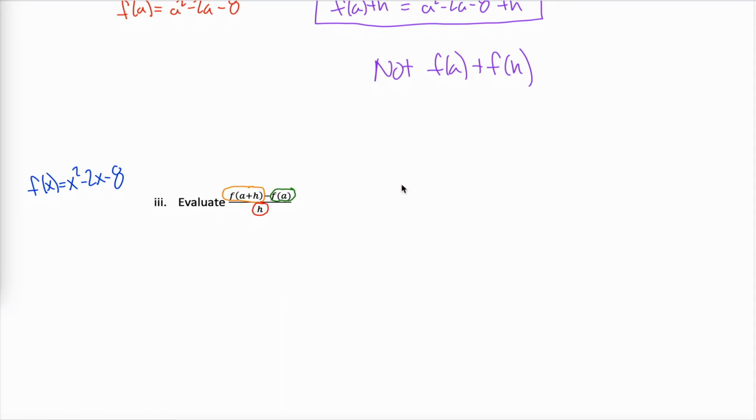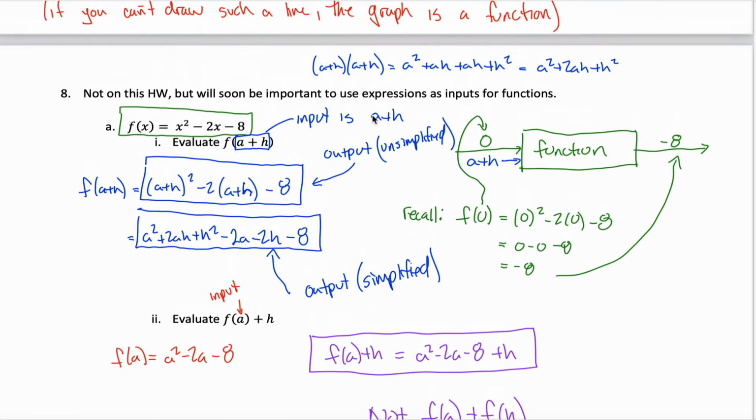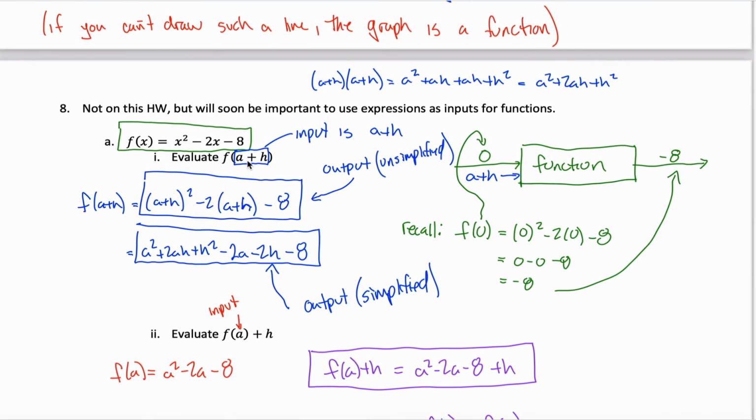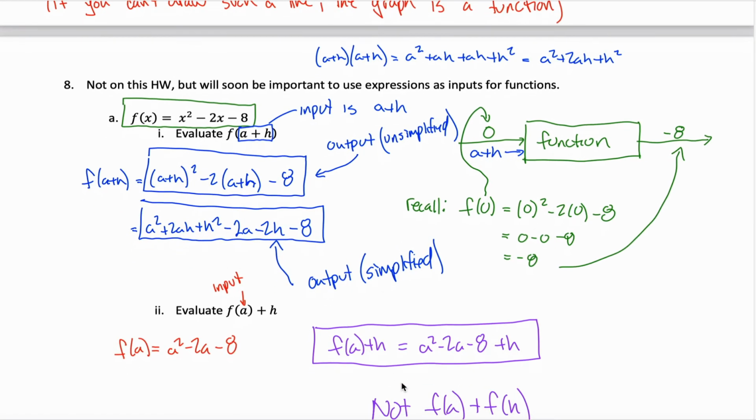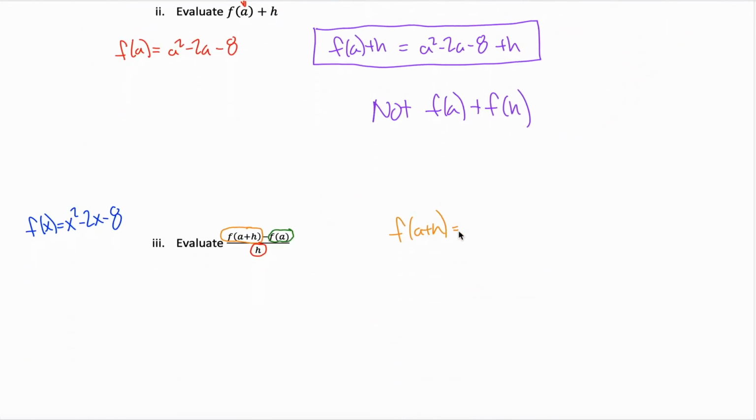Let's do it. First, we want f of a plus h. Well, good news, we've already figured that out. F of a plus h is what we did up here in part 1. We had two different answers, but I think I told you I prefer the second one. I call that more simplified. F of a plus h you'd get by changing all these x's into a plus h's, and if you simplify stuff, you'll get a squared plus 2ah plus h squared minus 2a minus 2h minus 8.